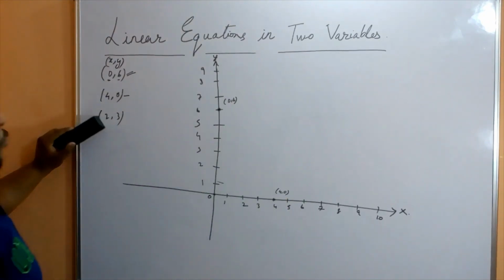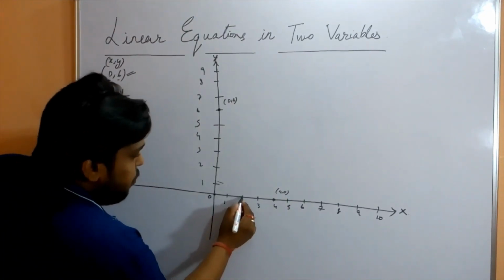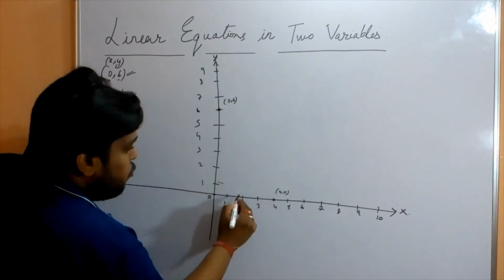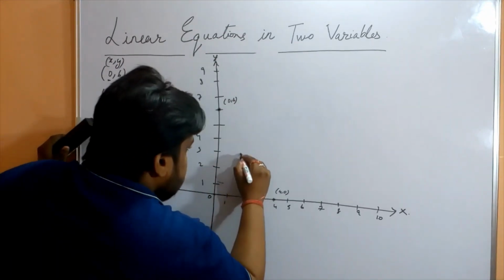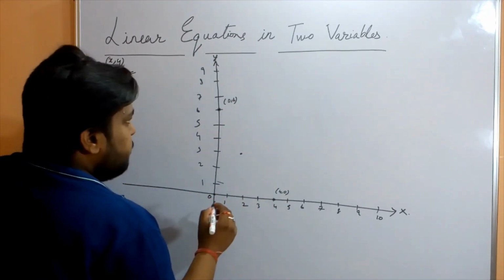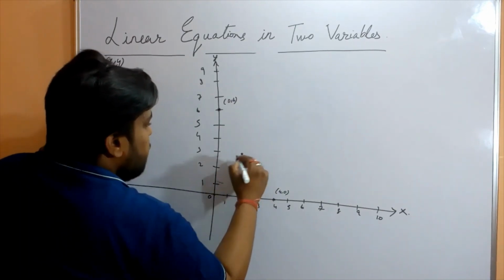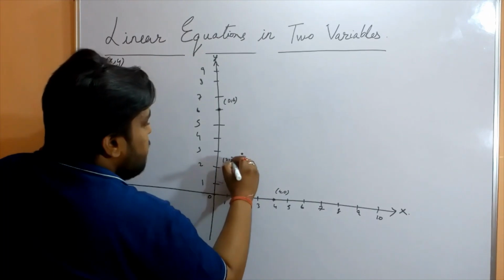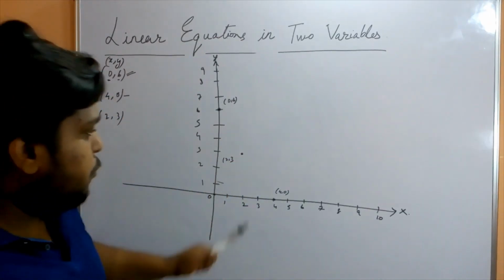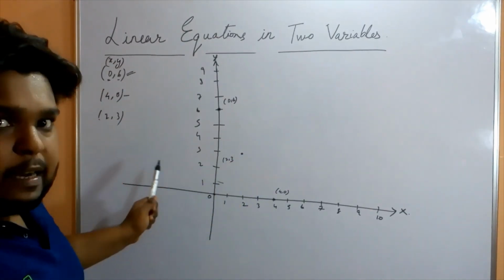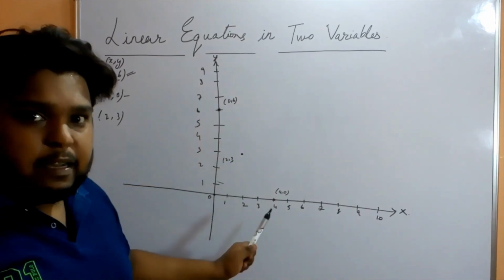Let us take this one, 2 comma 3. x is 2 and y is 3. 2 comma 3 will be somewhere over here. We can say this is 2 comma 3. Similarly, you can find many other solutions and locate them in the graph.